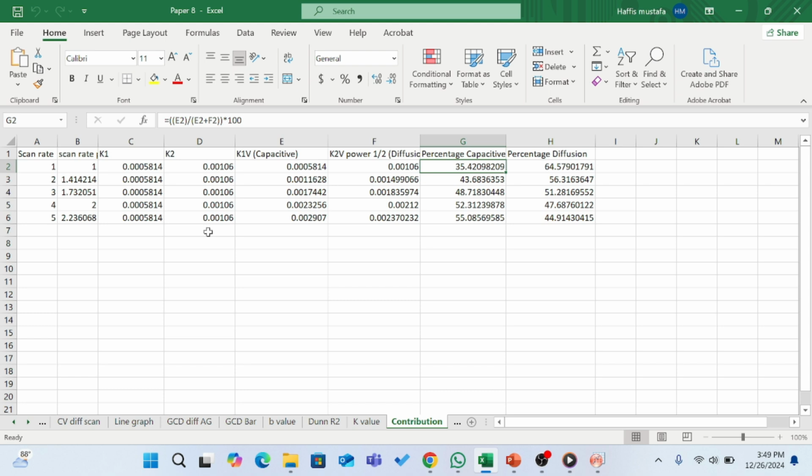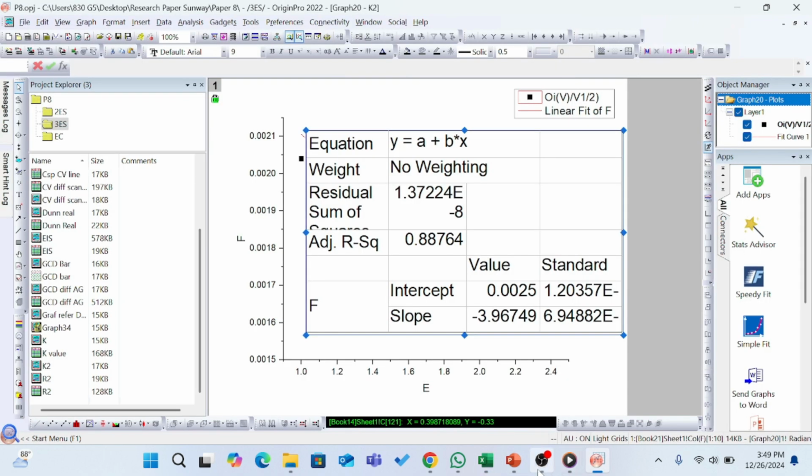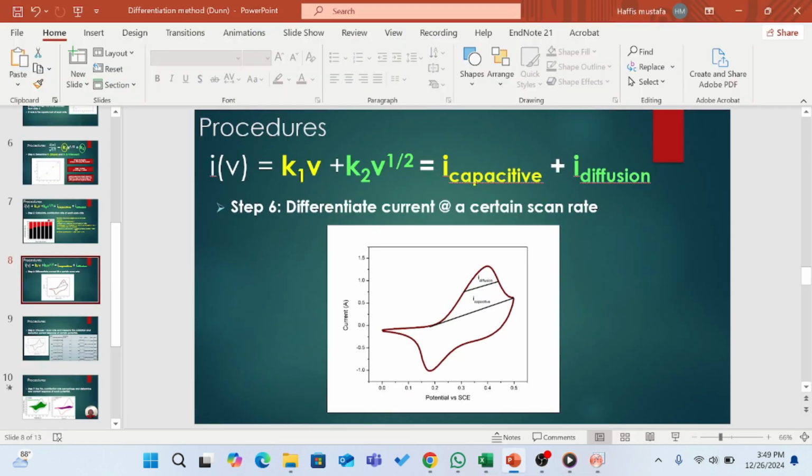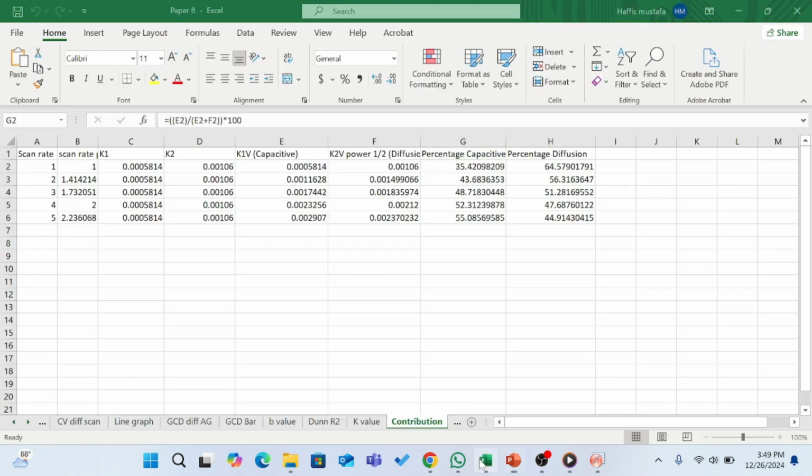Then I want to calculate my capacitive and diffusion. How do I do that? Based on the theory, go back to the theory, the capacitive, the yellow color, is K1 times your scan rate. So click here, your K1 value is 0.000581 times your scan rate. Your scan rate is 1, so the value is the same. That is your capacitive, and the rest follow. This 1 times your scan rate 2, and then the rest is so on.